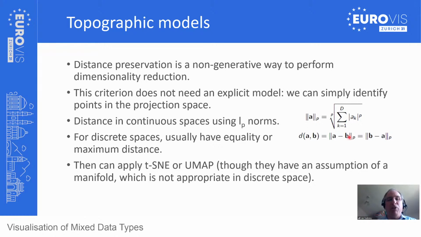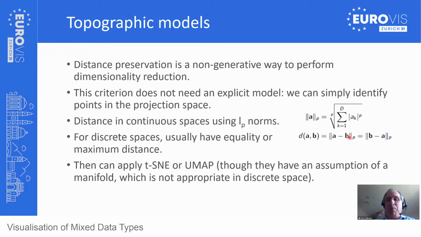For discrete spaces, we usually just look at equality. So either two values are the same or they're not. If they're the same, then the distance is 0. If they're not, then we have some sort of maximum distance between them. And then we have a question about how do we weight these various different distances together, but we can produce a single distance metric for the whole space.